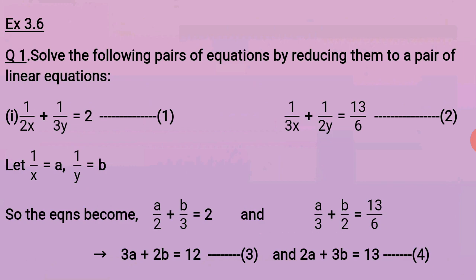The very first sub-question reads as 1 upon 2x plus 1 upon 3y equal to 2. And the second equation is 1 upon 3x plus 1 upon 2y equal to 13 upon 6. Now children, let us study these two equations.